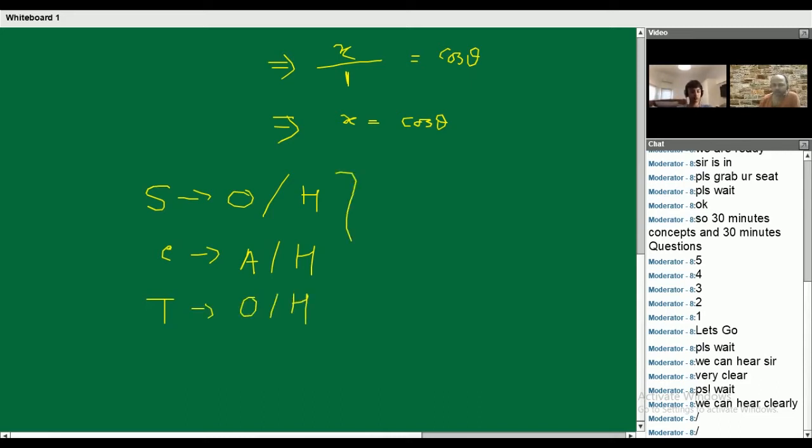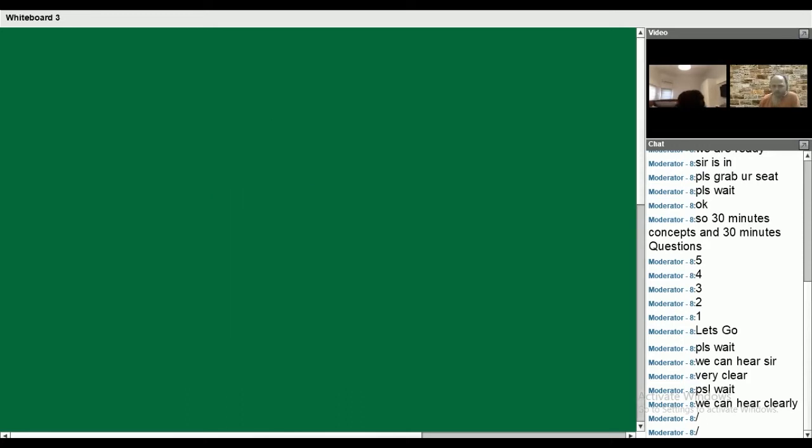Okay, so through this mnemonics we can remember. Okay, let's move to one more discussion now. First of all, when is any angle theta called acute?